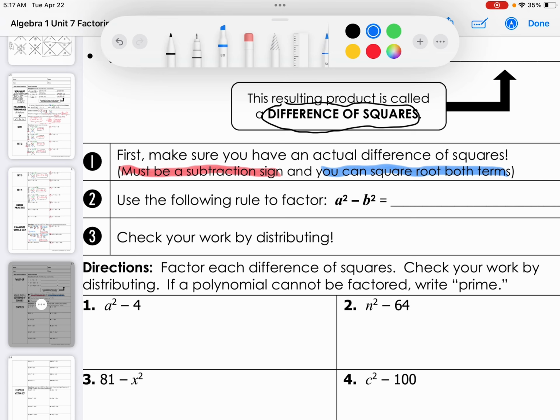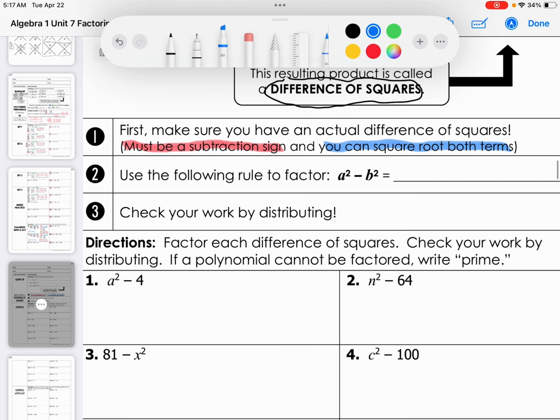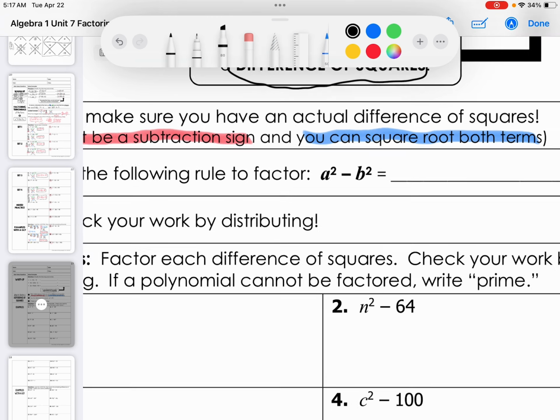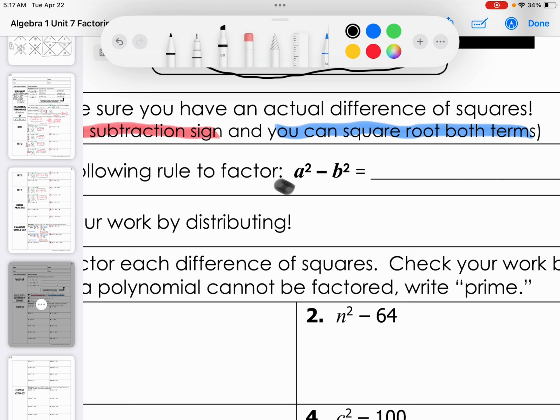And the square root means just simply breaking something down into the same number or the same thing times itself. So for example, if I look at a squared minus b squared, a squared is a times a. B squared is b times b. It's important that I have the minus sign in the middle. I have to have a minus in the middle. If it's a plus, we won't be able to factor this way.